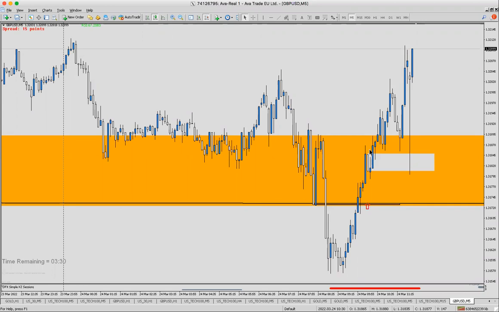So as you can see, we see a rally from here now, which is nice to see live, that it's respecting this order and continuing higher.